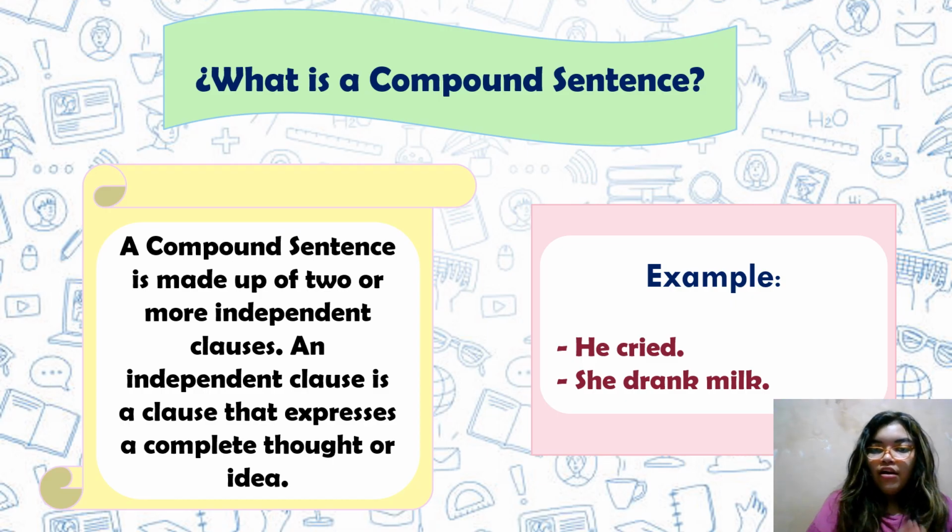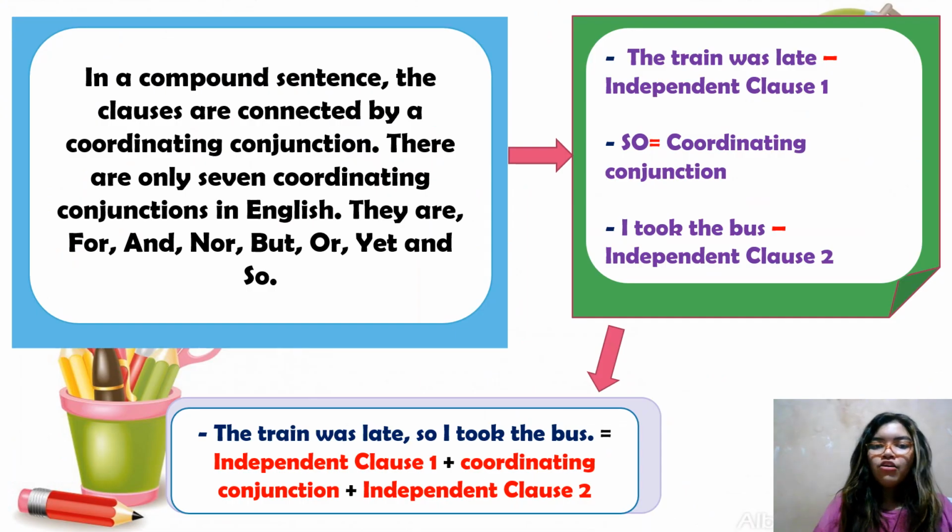And what is a compound sentence? A compound sentence is made up of two or more independent clauses. An independent clause is a clause that expresses a complete thought or idea. For example, "He cried and she drank milk." In compound sentences, the clauses are connected by coordinating conjunctions. There are only seven coordinating conjunctions in English. They are for, and, nor, or, but, yet, and so.